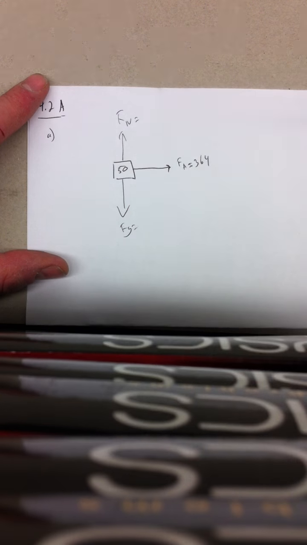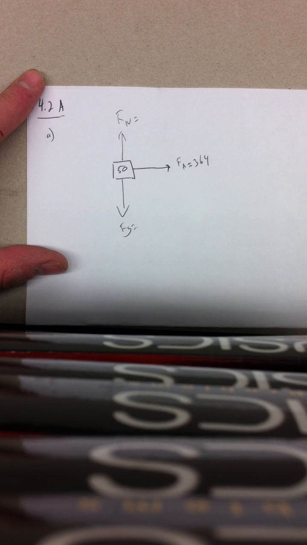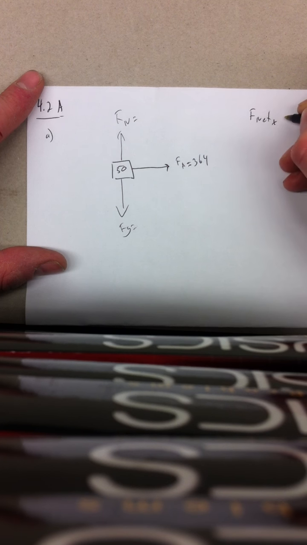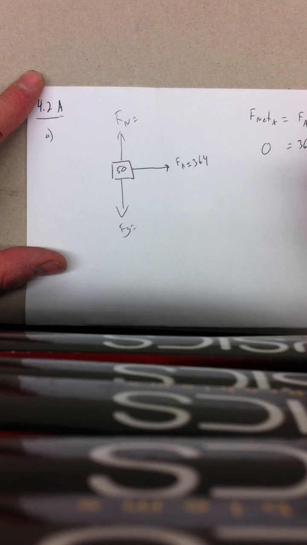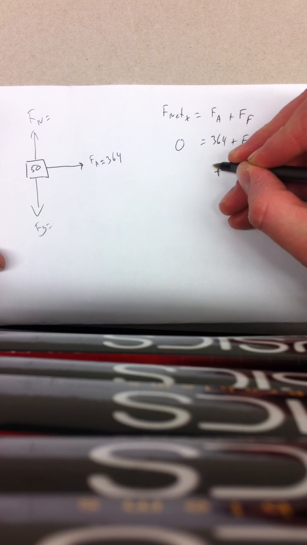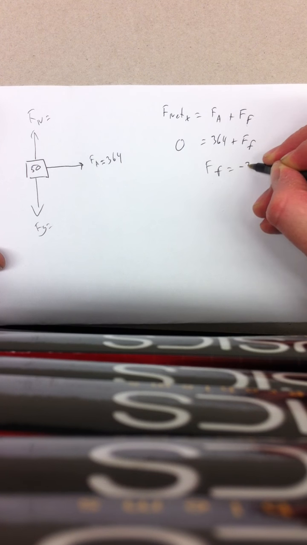The force of friction is going to be negative 364, but how do we know that? Well, based on the directions, it says starting from rest, and it's moving at a constant velocity. So constant velocity means equilibrium. Equilibrium means the F net is equal to 0. So let's do F net x is equal to Fa plus the force of friction. Fa is equal to 364. That's equal to 0. Therefore, the force of friction is equal to negative 364.